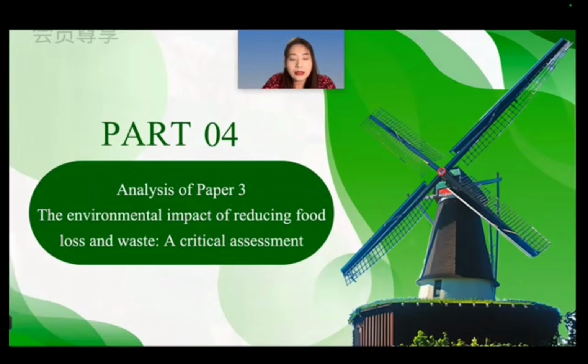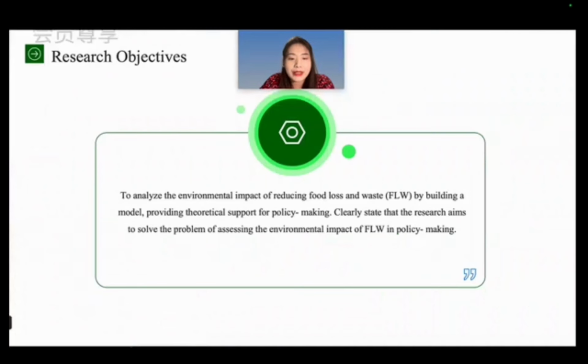Okay, let's talk about the third paper, the environmental impact of reducing food loss and waste, a critical assessment. This paper was really important. The researchers made a model when making it. They thought about how prices change, how supply and demand work, and how this affects the environment. The results of their study were really surprising.